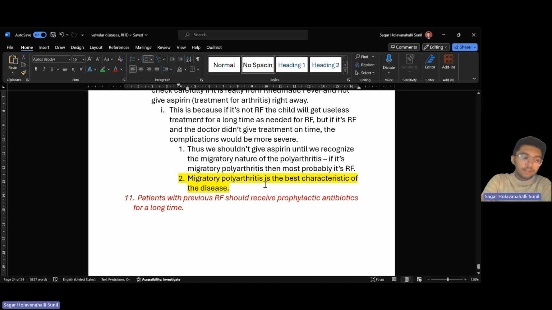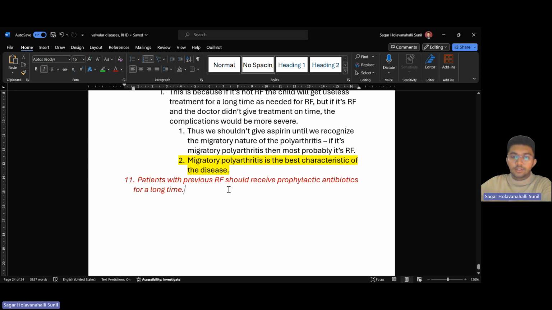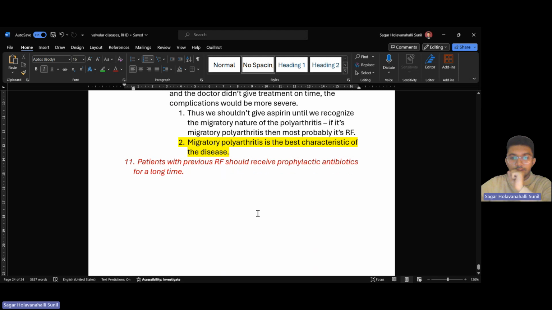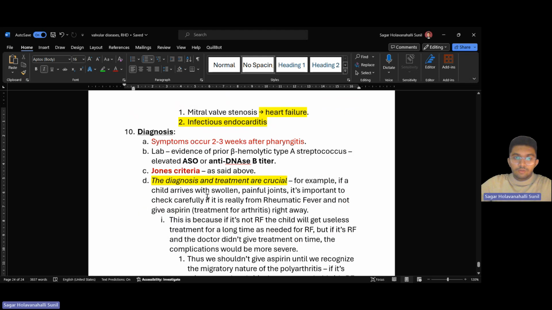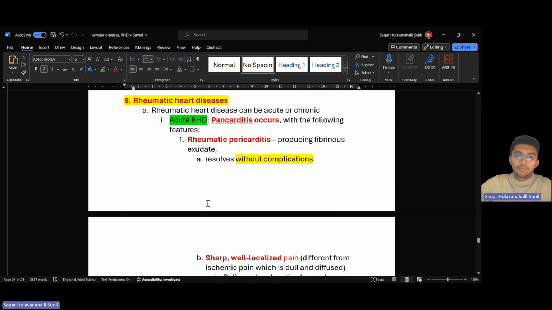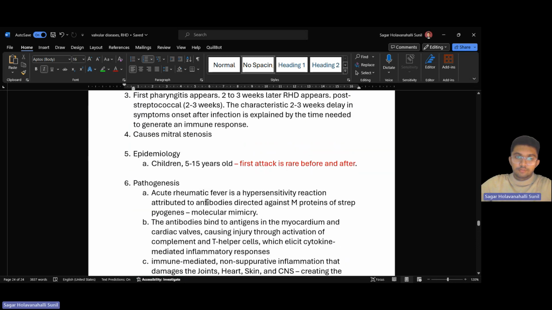You must also know that it's quite dangerous to give aspirin when there is fever in children, in younger age groups, because it can cause encephalitis and hepatitis, and I think it has a specific name that I forgot. But yes, patients with previous RF should receive prophylactic antibiotics for a long time in order to prevent recurrence of the disease. So to conclude, how would you answer this question?